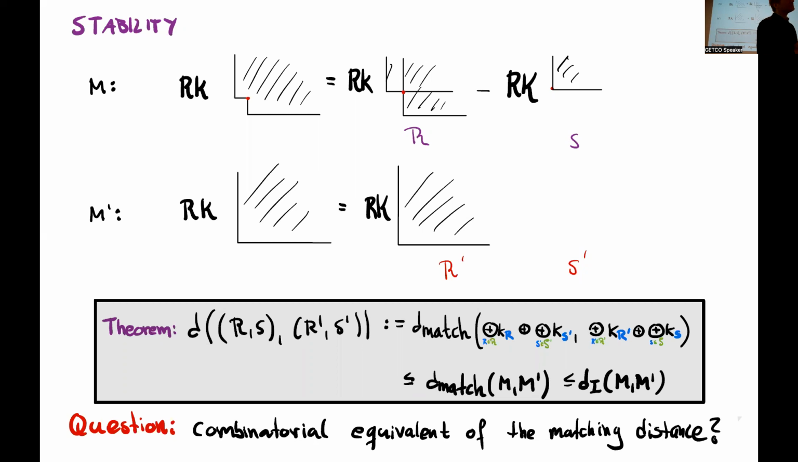I was thinking of this example, but maybe this is not it. Let's assume that M is an L-shaped module and M′ is trivial. So the matching distance is finite because... what is the decomposition of an L-shaped persistence module? R is a free module and S is another free module. Is that correct or is it wrong?